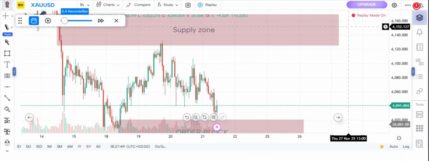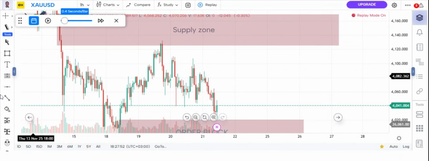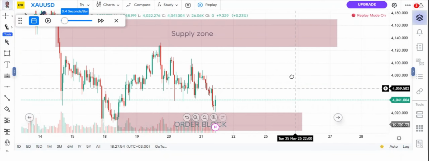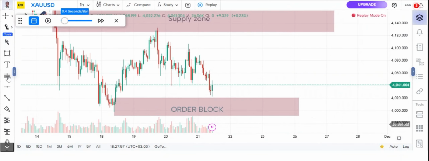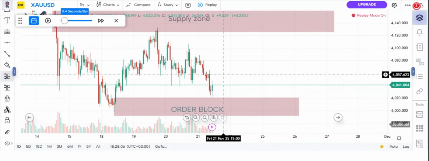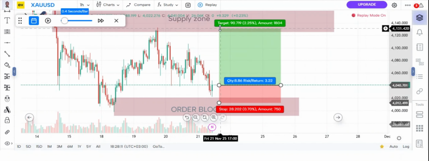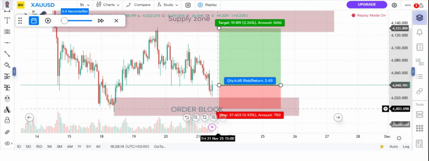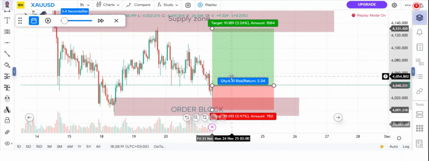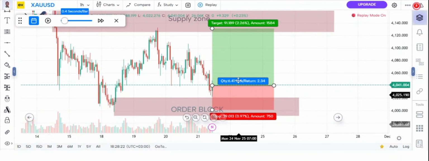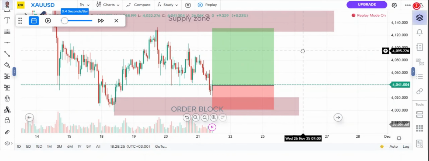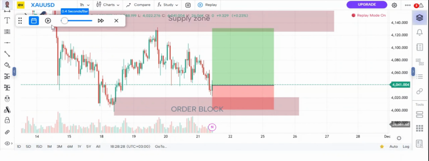Exactly. The market has hit our order block, and you know what is up next. We're looking for a buy position, so we're going long. We have to go for a long position. Long position here. Place that. Take profit, target is high. This is a risk reward of about 2 to 1. Let's see how it's going to play out for us.